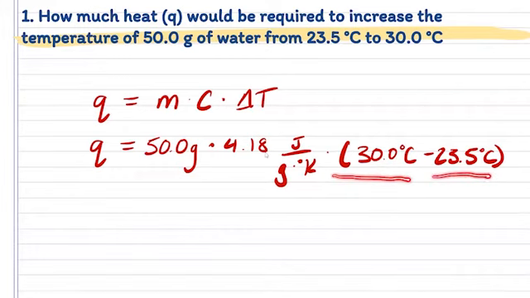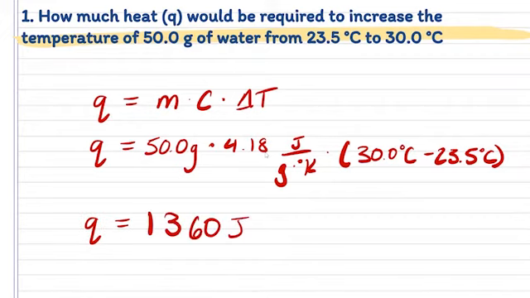23.5 degrees Celsius. Yes, our units for temperature, one is in Celsius, and for specific heat, it's in Kelvin. But remember that our change in degrees Celsius and our change in degrees Kelvin is going to be the same. So if we make the conversion, we'd end up with the same change in temperature. Plugging those numbers in, I get my heat to be 1,360 joules.